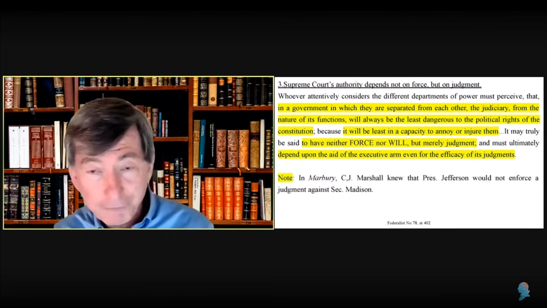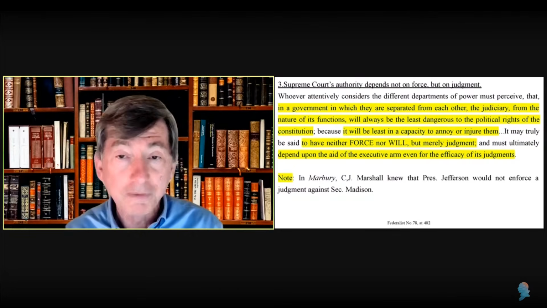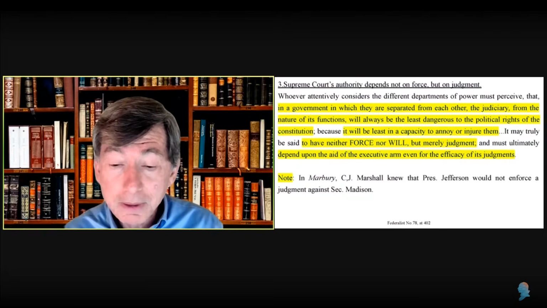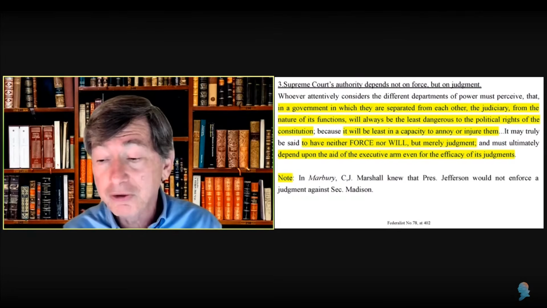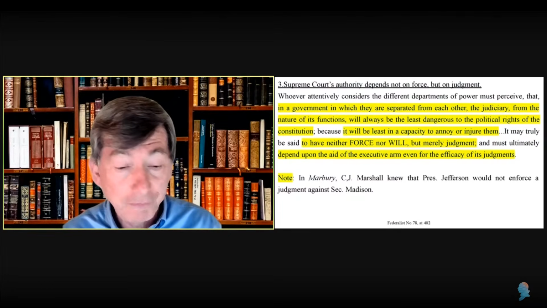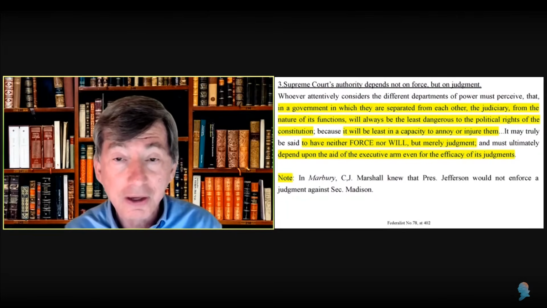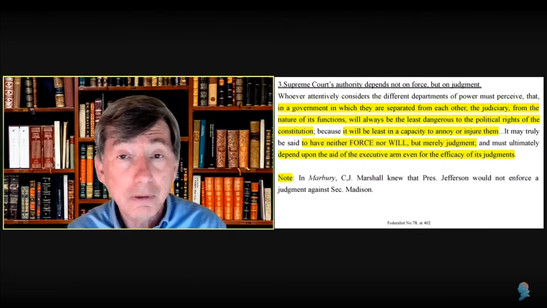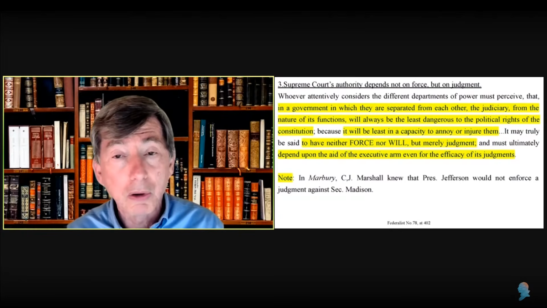Some judges take it for granted that, of course, their judgments will always be enforced. But remember, in Marbury, Chief Justice Marshall was acutely aware that President Jefferson would not enforce any judgment which ordered Secretary Madison to do something that the president didn't want him to do. That was very clear. Now, we'll talk more about Marbury as we go along.